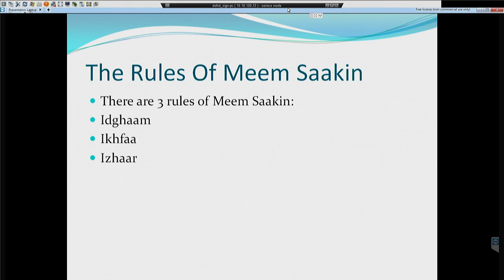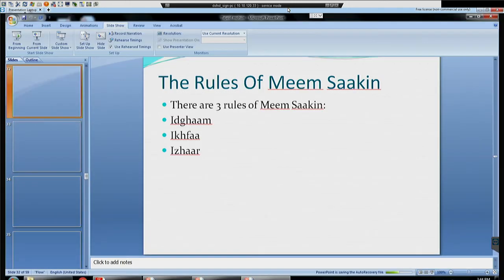Tomorrow there's actually going to be the zakat workshop, so we won't have class tomorrow. Inshallah, the next class will be on Monday. We will go over idgham, ikhfa, and idhar with mim sakin and also with nun sakin. Idgham, ikhfa, idhar, and iqlab.